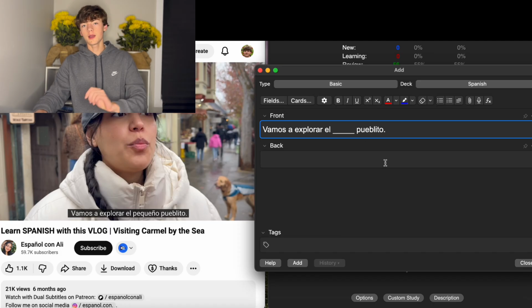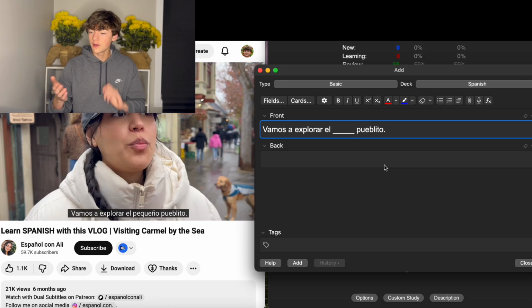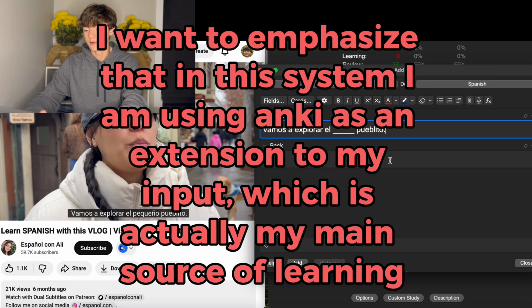Okay? And you might be asking, if I was just seeing this card, how do I know that it's supposed to be small? How do I know it's not a big town? And that's a valid question. But the answer is because you came across this sentence in your input. You're not only remembering what the word means, you're remembering where you learned this sentence, where you added this sentence from. And that will in turn make you remember the word better.